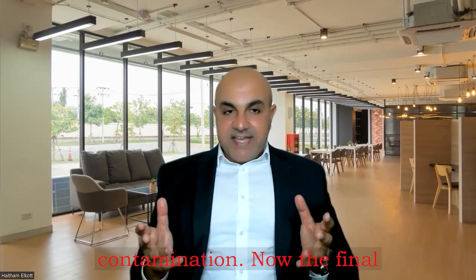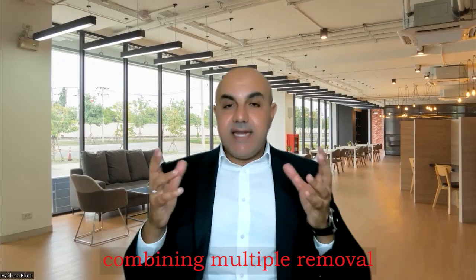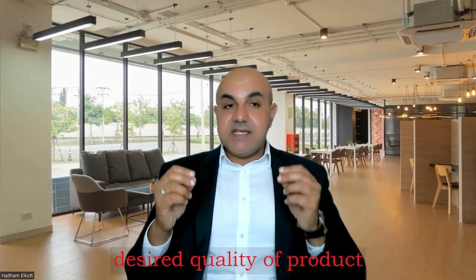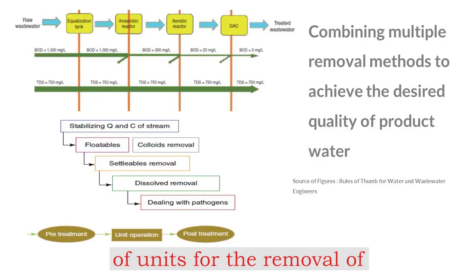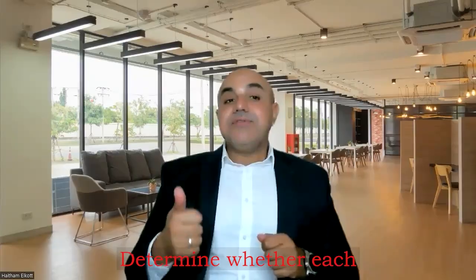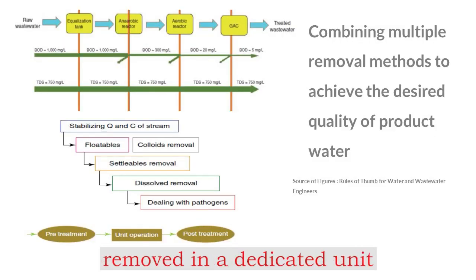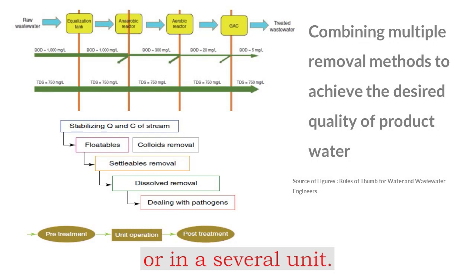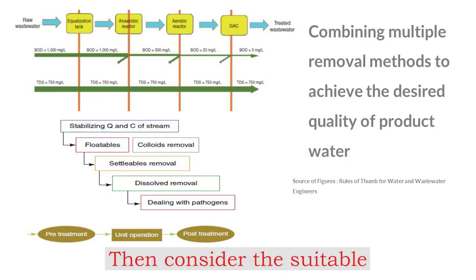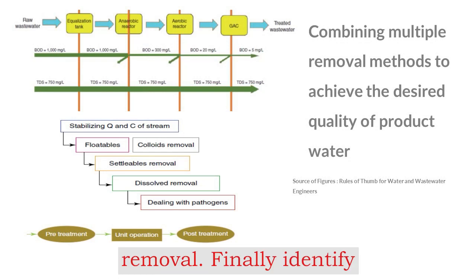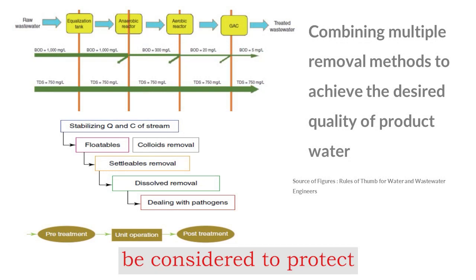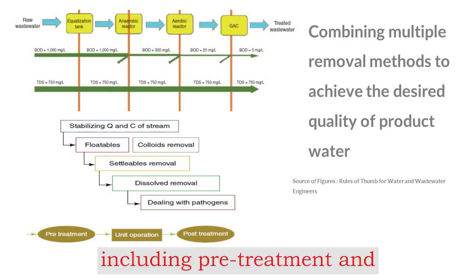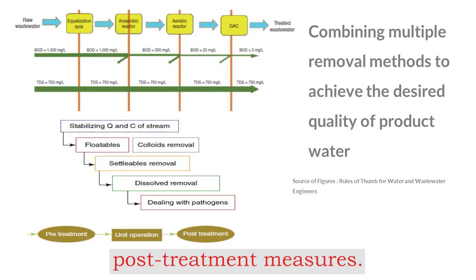Now, the final step is selecting and combining multiple removal methods to achieve the desired quality of product water. To develop a string of units for the removal of contaminants, the following considerations should be taken into account. First, determine whether each contaminant should be removed in a dedicated unit or in several units. Then consider the suitable sequence of contaminant removal. Finally, identify the provisions that should be considered to protect each selected unit, including pre-treatment and post-treatment measures.